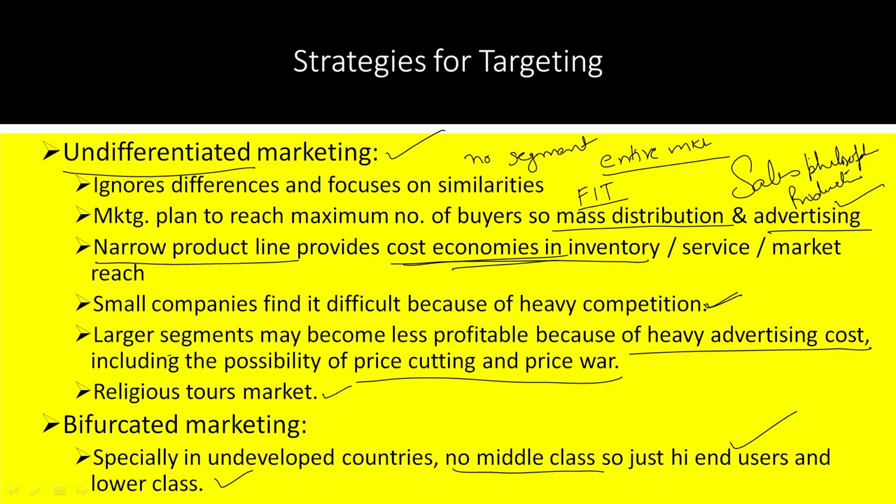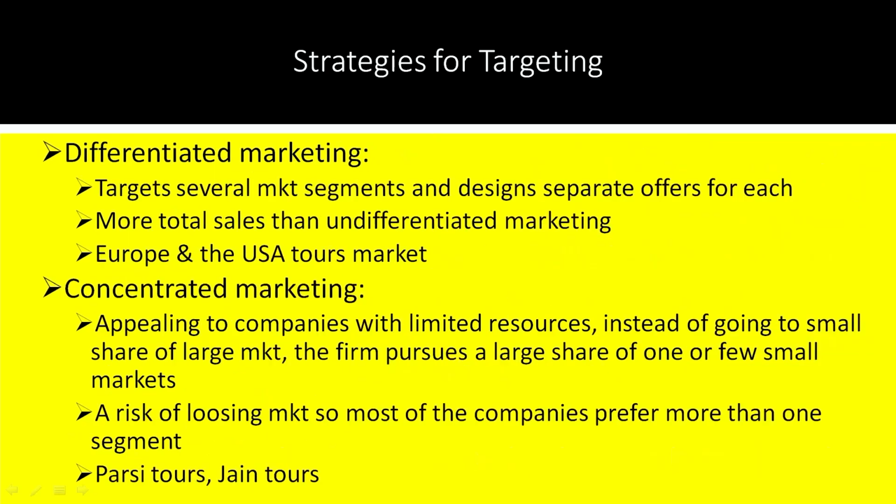Obviously, tourism being a luxury industry, the lower class will be ignored. So, in that condition high-end users will be targeted. Now, next is differentiated marketing, not in just one or two parts, but in different segments. In this condition, you target several market segments and design a separate offer for each. Differentiated marketing is one such strategy which all companies should follow.